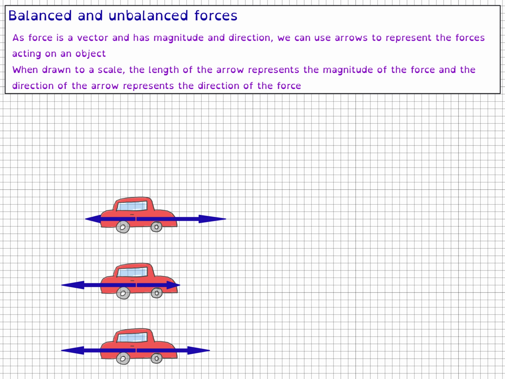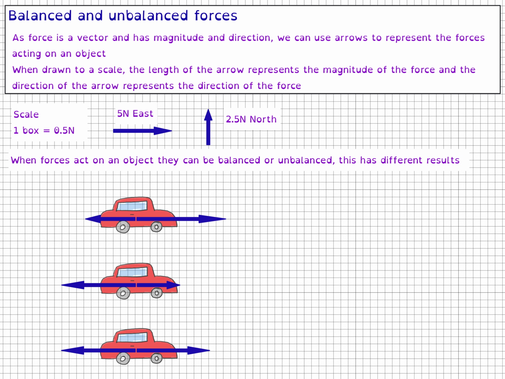As force is a vector and has magnitude and direction, we can use arrows to represent the forces acting on an object. When drawn to a scale, the length of the arrow represents the magnitude of the force, and the direction of the arrow represents the direction of the force. Here we have a scale, one box equals 0.5 newtons. So this arrow represents 5 newtons east, and this arrow represents 2.5 newtons north.